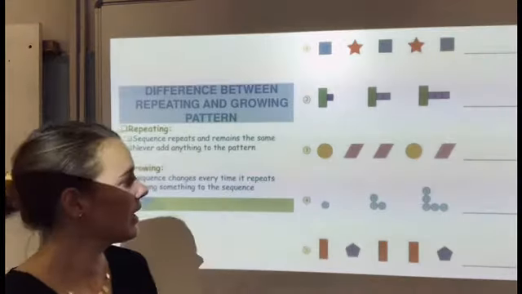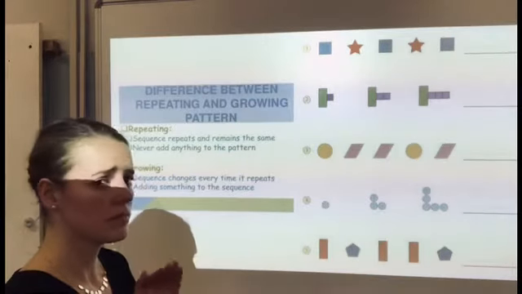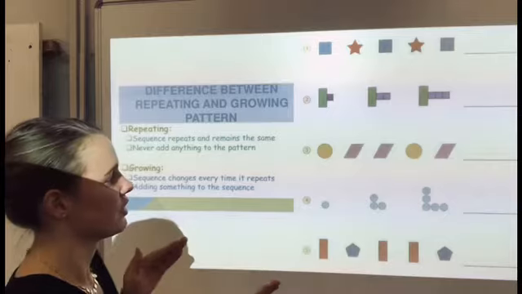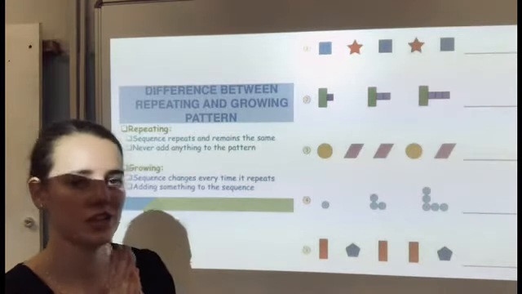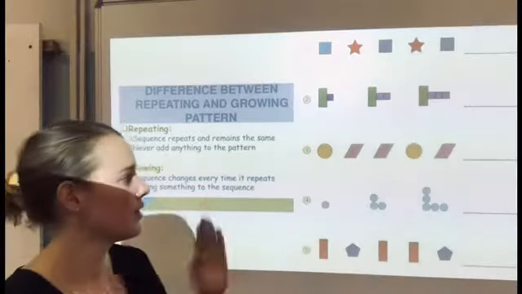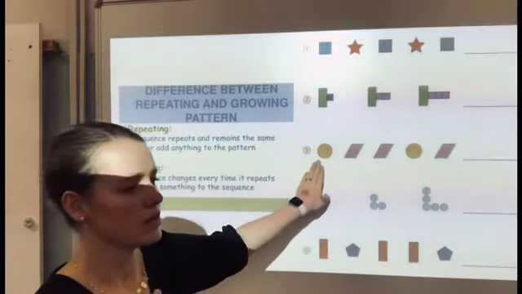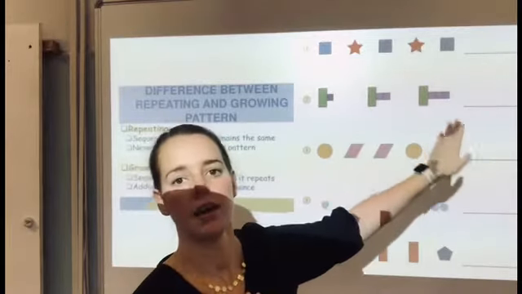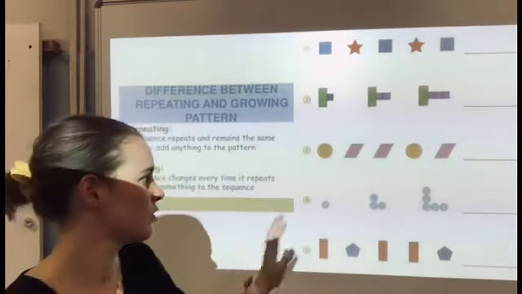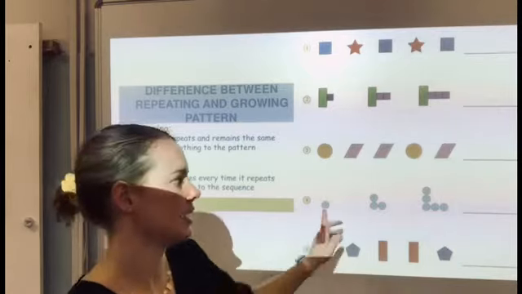Number 3 has an orange circle and then 2 slanted squares. Okay, there's a special name for that shape, but let's just call them that for now. So it goes orange, pink, pink, orange, pink, pink. It would go on like that because it's repeating, it's not growing.